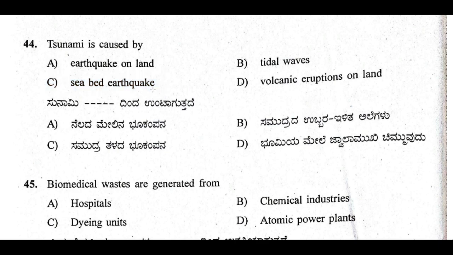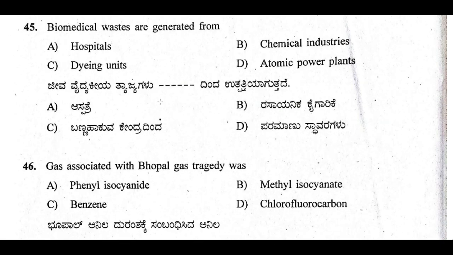Question number 45. Biomedical waste is generated from. Option A, hospitals. Option B, chemical industries. Option C, dyeing units. Or is it D, atomic power plants?